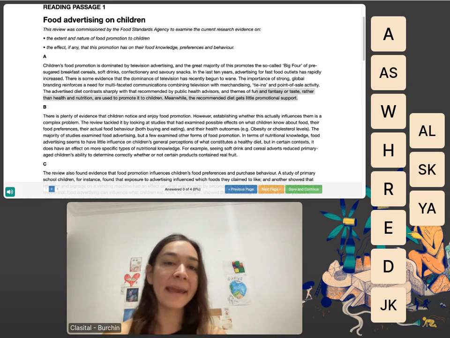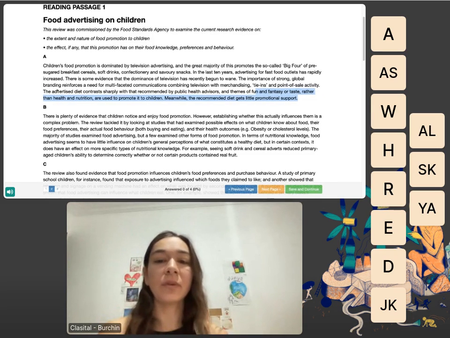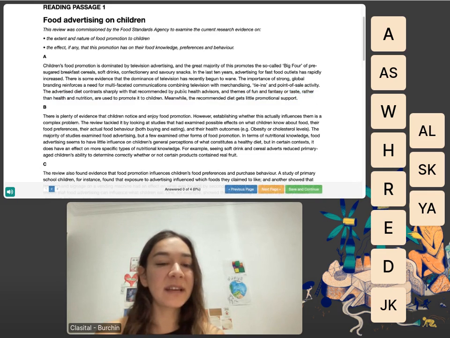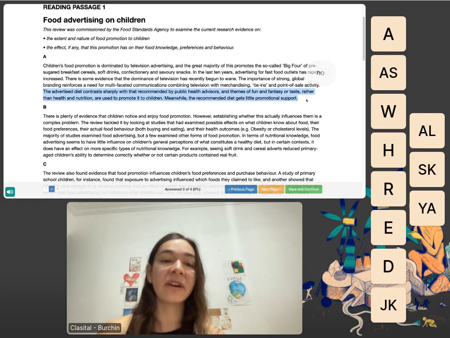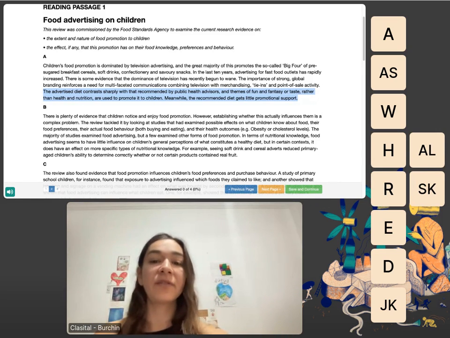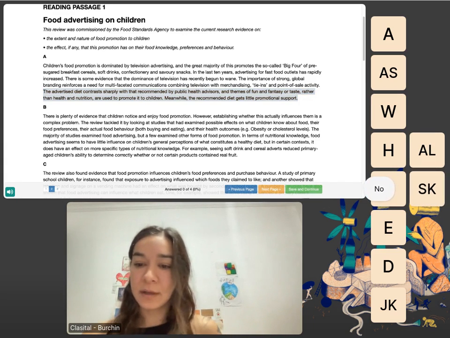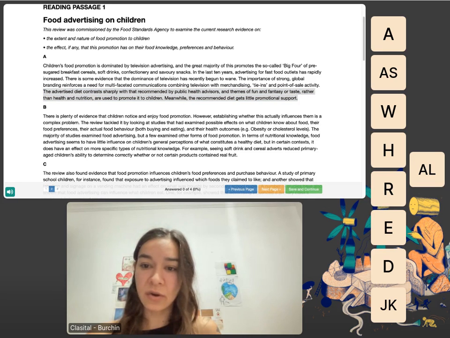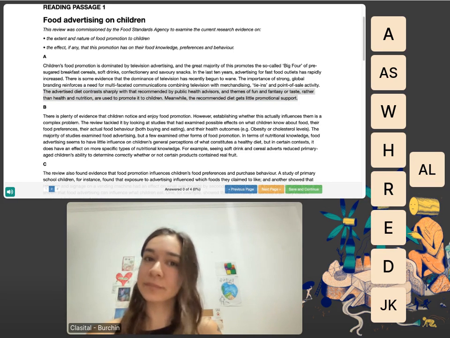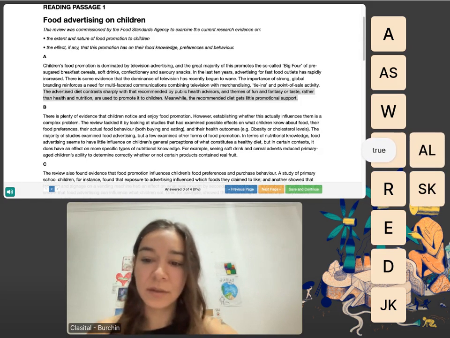And in my passage A, it says the advertised diet contrasts sharply with that recommended by public health advisors, and the themes of fun, fantasy, or taste rather than the health and nutrition are used to promote it to children. Meanwhile, the recommended diet gets little promotional support. No, no, no. I have one yes. Okay, nice. The others two.